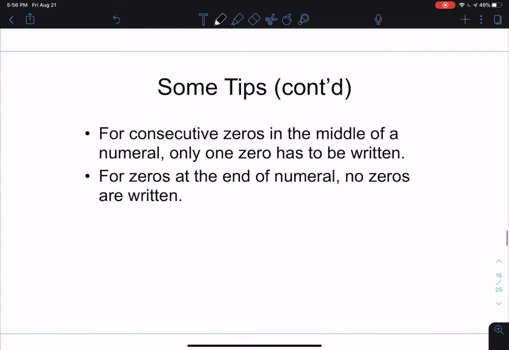And then for zeros, they have their little rules there too. If you have consecutive zeros in the middle of your numeral, only one 0 has to be written. It's not necessary to write more than 1. And if there are zeros at the end of a numeral, you don't have to write them. And I'll make sure to do examples of both.